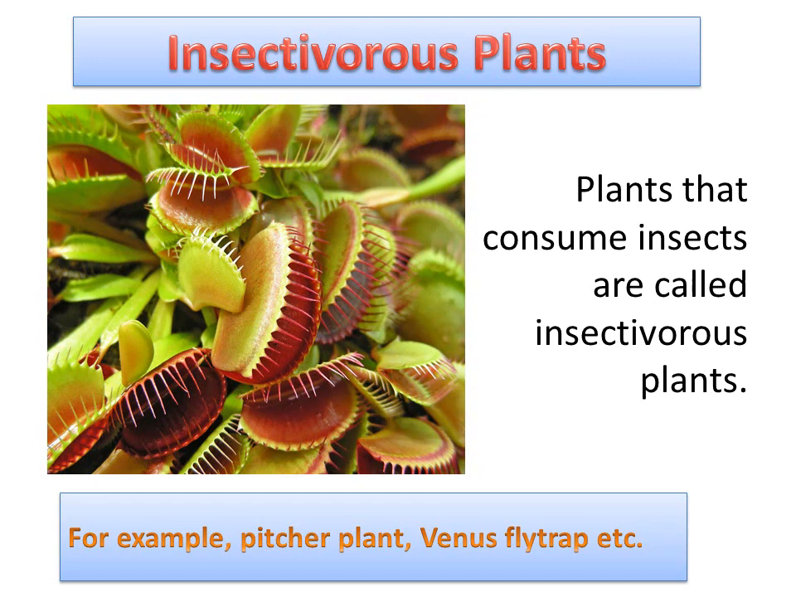Plants like Venus flytrap consume insects to fulfill their need for nitrogen. The plants in nitrogen-deficient soil are usually insectivorous plants. Such plants have structural adaptations to attract insects and hold them captive.